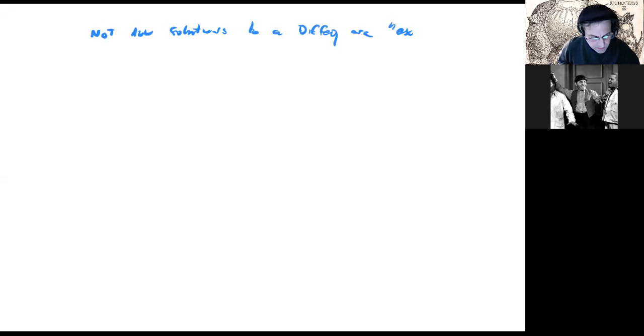Okay, so not all solutions to a differential equation are explicit, meaning they're not all functions, they're actually curves. So here's an example: dy/dx equals minus x over y.